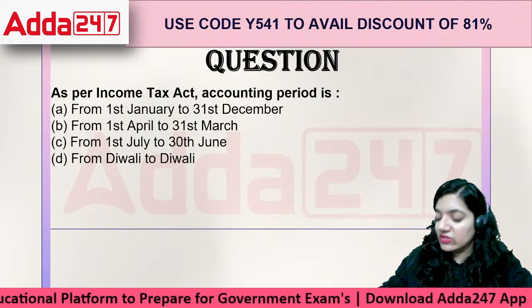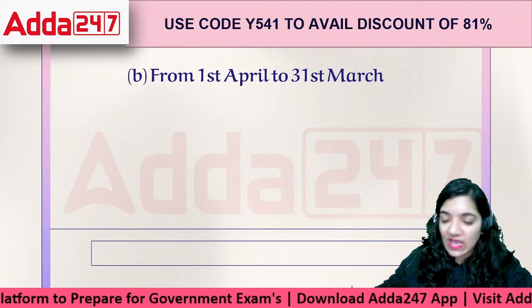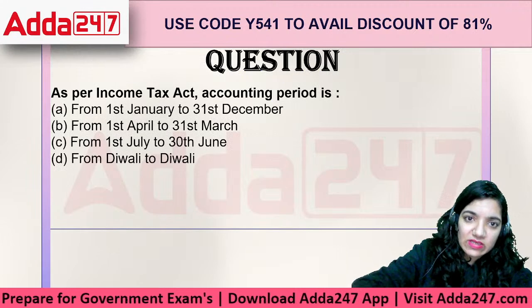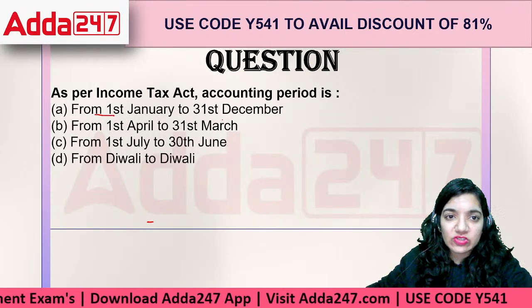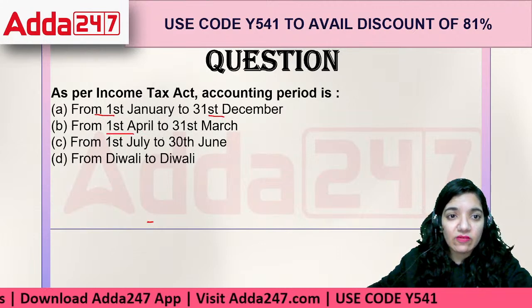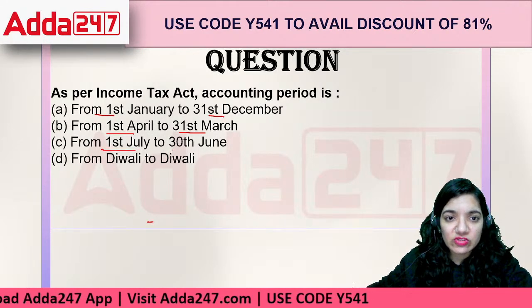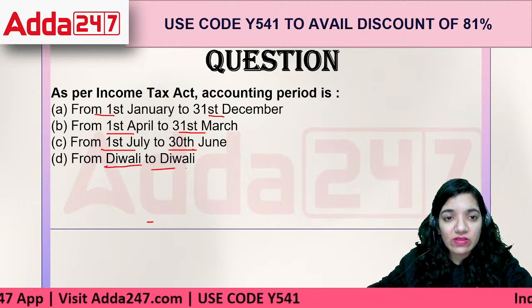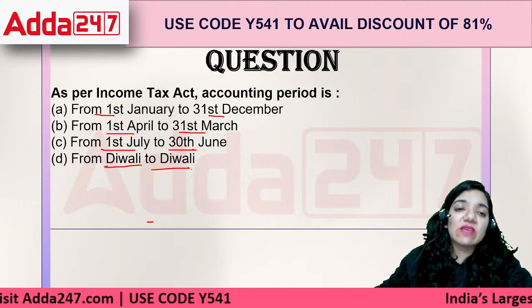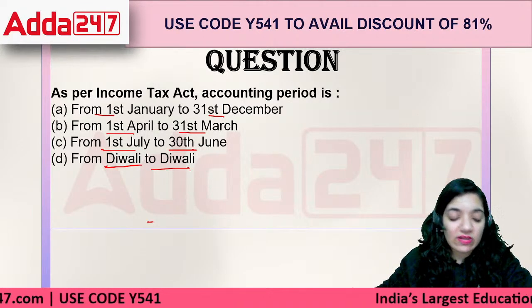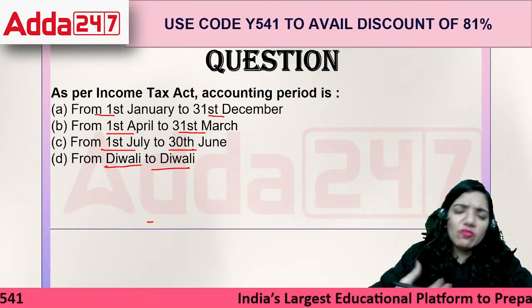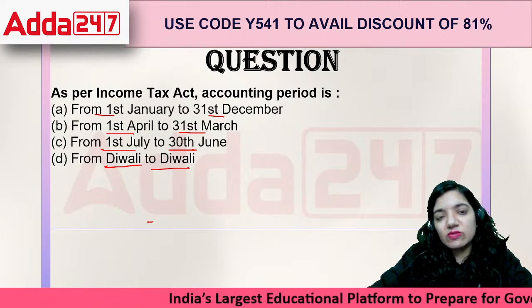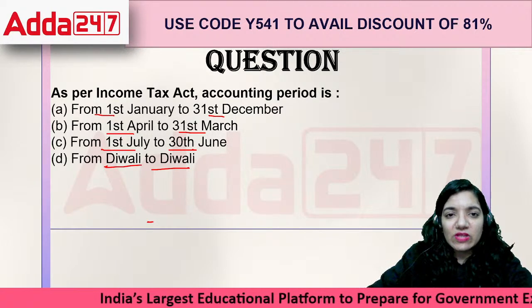The first question is, as per the Income Tax Act, the accounting year is: from 1st January to 31st December, from 1st April to 31st March, from 1st July to 30th June, or from one Diwali to another Diwali. There was a time in our country where people used to start their years on their own basis. They wanted to do it in their way. So what they started doing was it would start from one Diwali to another Diwali.